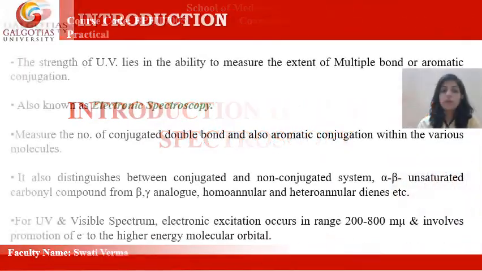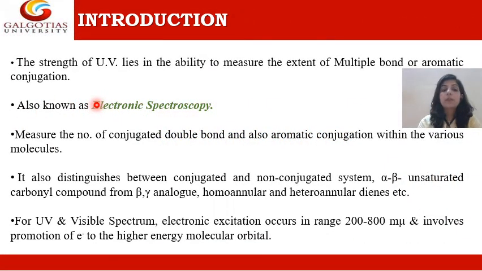Moving forward, first we will discuss what UV visible spectroscopy is and what it does. The UV here refers to ultraviolet. The strength of ultraviolet radiation lies in its ability to measure the extent of multiple bonds or aromatic conjugation. So what does UV radiation do? It measures the number of multiple bonds or aromatic conjugation present in a particular molecule.